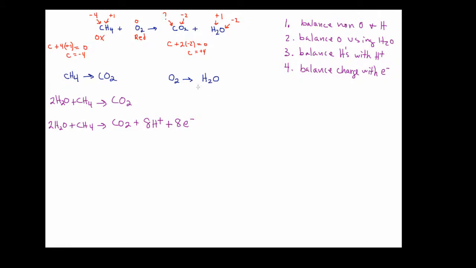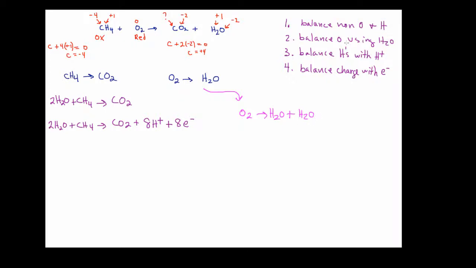That leaves us now to do the O2 going to H2O. So again, we start with the non-O and H atoms, and there are none. The next thing we're going to do is balance oxygens with H2O. So for this one, notice that there's 2 O's on the left side, but only 1 over here on the right. So let's move this system over here. So we're going to have O2 going to H2O plus H2O. All right, now we've got 2 oxygens on the right and 2 on the left.